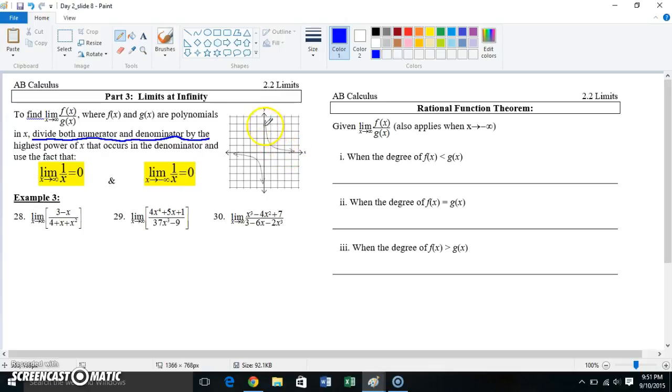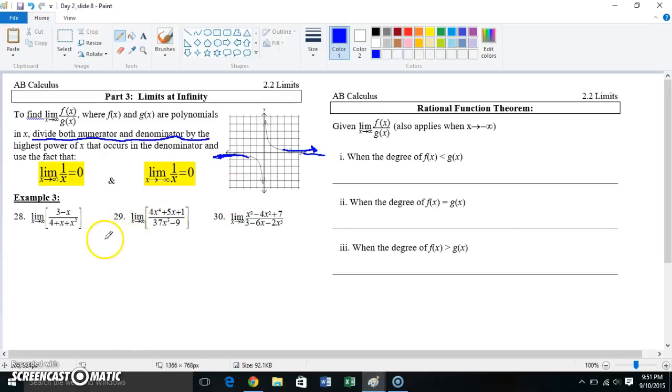So what we're looking at, here's the graph of 1 over x. And as x gets really big and approaches infinity, our y value is getting really close to 0. Likewise, as x gets really close to negative infinity, our y value is getting close to 0.